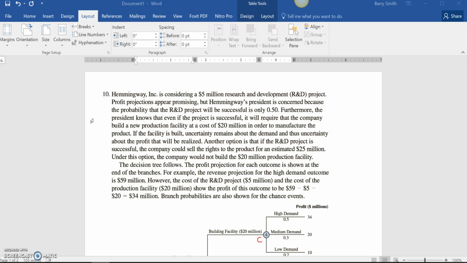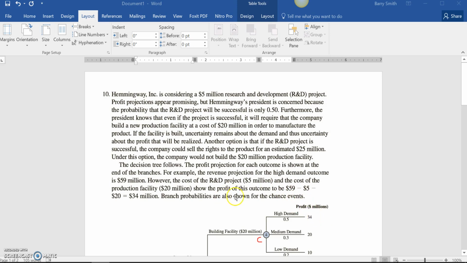Now the decision tree follows. The profit projections for each outcome are shown at the end of the branches. For example, the revenue projection for the high demand outcome is $59 million. However, the cost of the R&D project, the $5 million, and the cost of the production facility, $20 million, show the profit of this outcome to be $59 million minus 5 minus 20, which is $34 million. So that's right here on the tree.